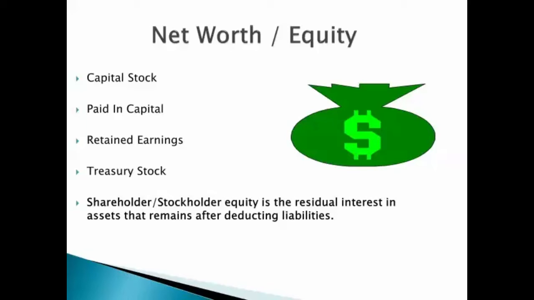Treasury stock. So let's say the company sells stock to its employees. Let's say they want to buy some back. If they do buy stock back, that's called treasury stock, and that's looked at separately. So overall, the shareholders'/stockholders' equity is the residual interest in assets that remain after deducting the liabilities. So there you go again. There's the A less the L equals the OE. All right, so this is the owner's equity, net worth, equity.